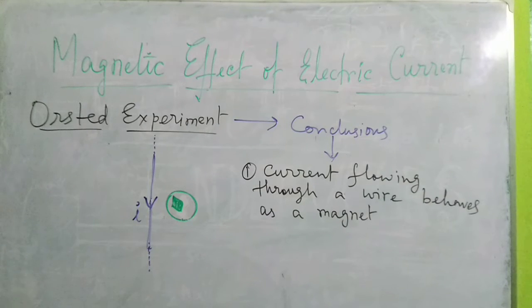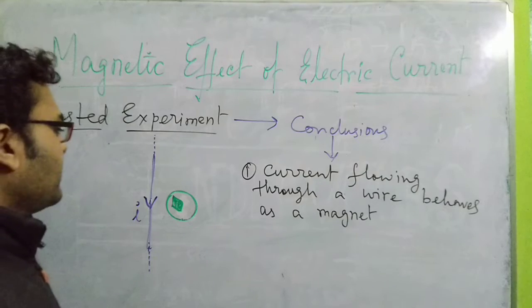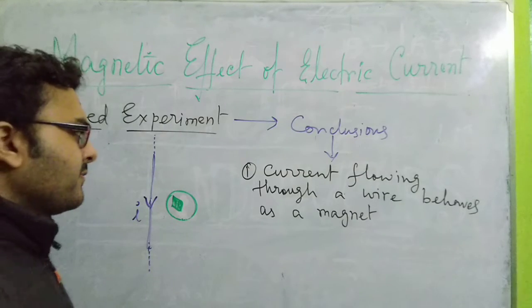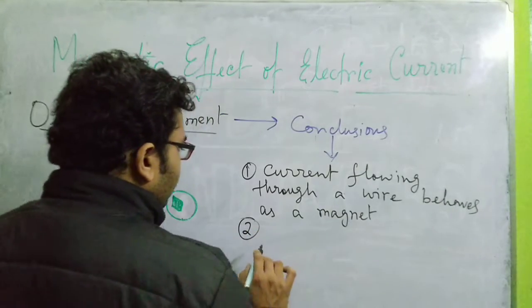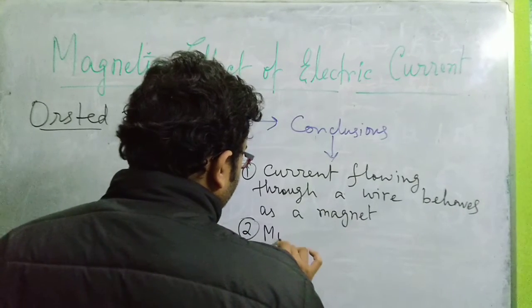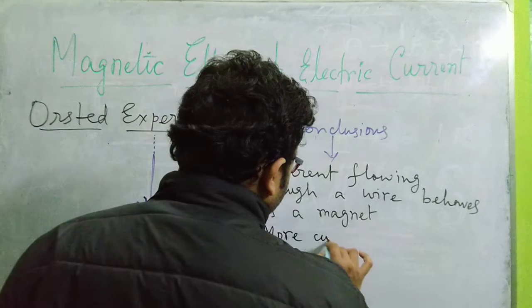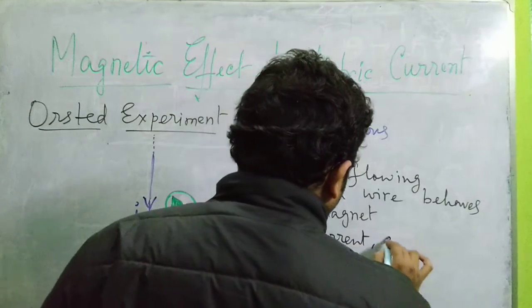And it was observed that the more the magnitude of the current flowing, the more is the deflection. So the more the current, the greater the deflection.